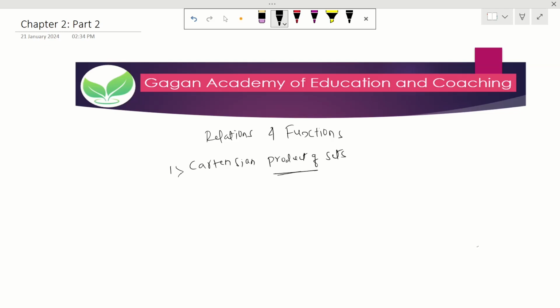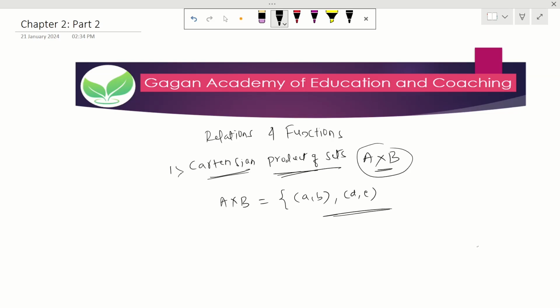In the Cartesian product of sets, what does product mean? Suppose we have two sets, A and B. Product means into, or cross. So A cross B we write in pairs, like A into B is AB, DE. We write these as ordered pairs, and that is called the Cartesian product of sets.